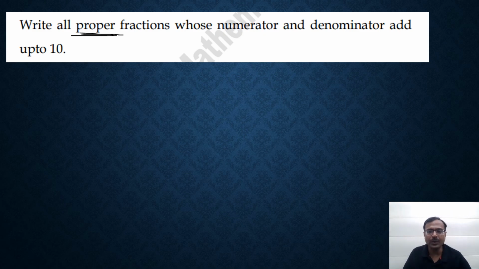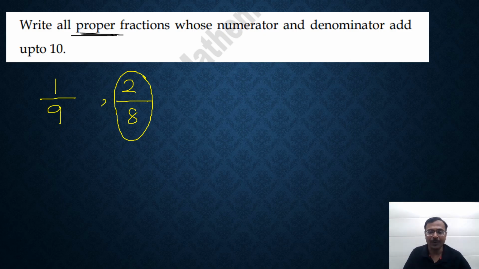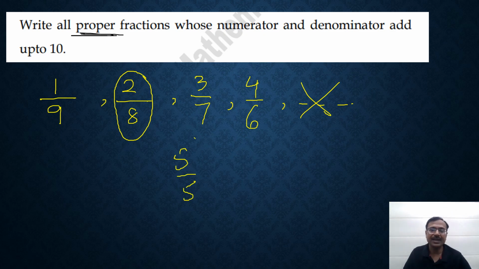Now, he wants us to write the fractions such that the numerator and denominator add up to 10. So if we start from 1 upon 9, 1 and 9 add up to 10 and 1 is less than 9. 2 upon 8. Now, obviously you can argue that 2 upon 8 is not in the lowest form, but it is a fraction. 3 upon 7, 2 plus 8 is 10, 3 plus 7 is also 10. 4 upon 6, and can you write the next one? No. Why? Because 5 upon 5 is not a fraction.